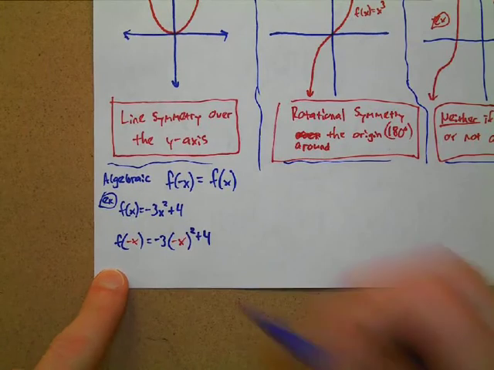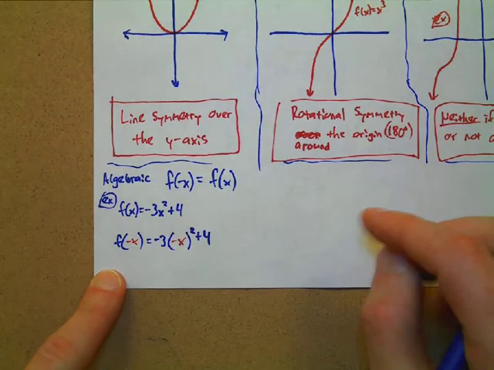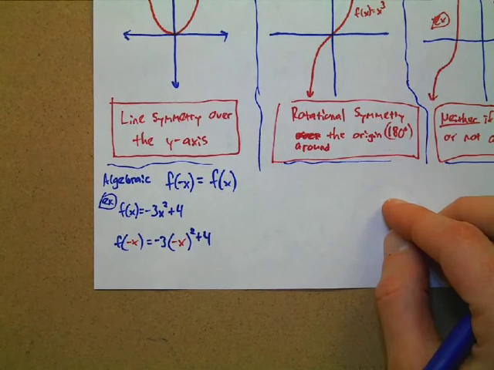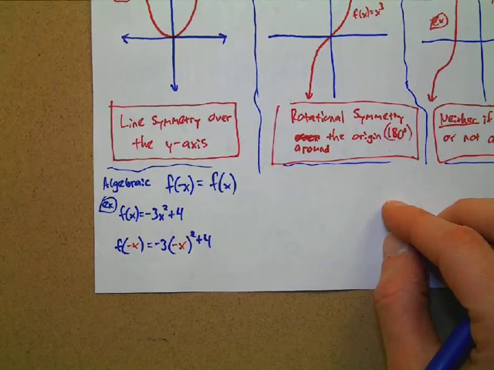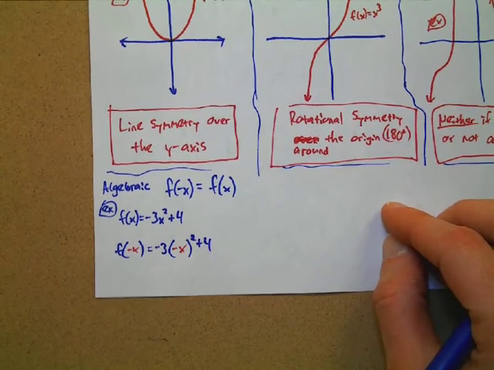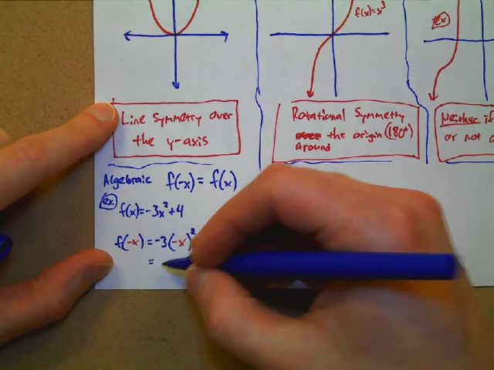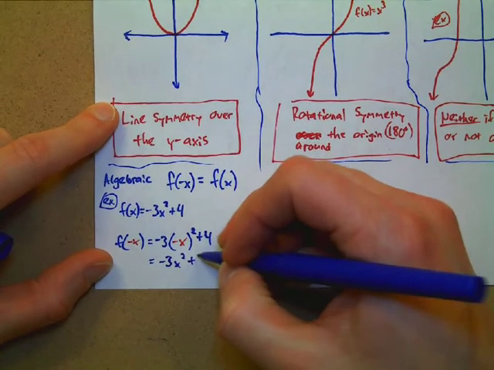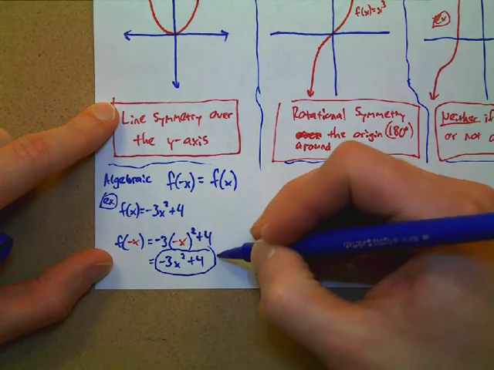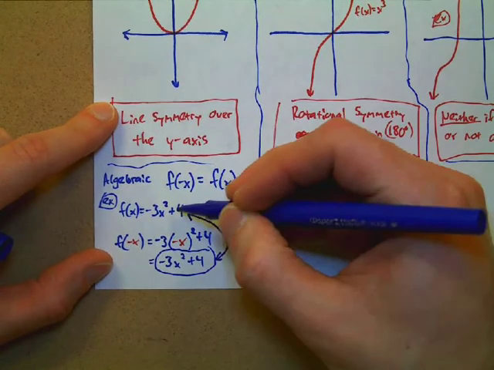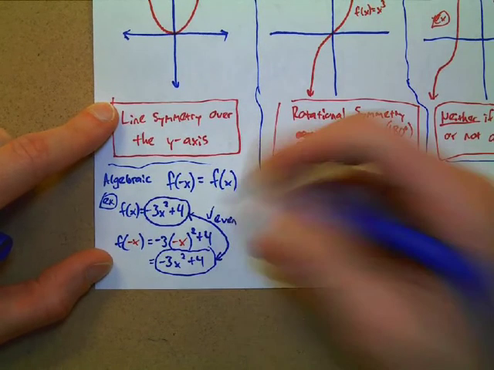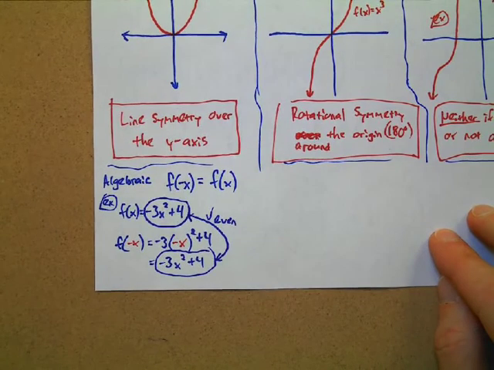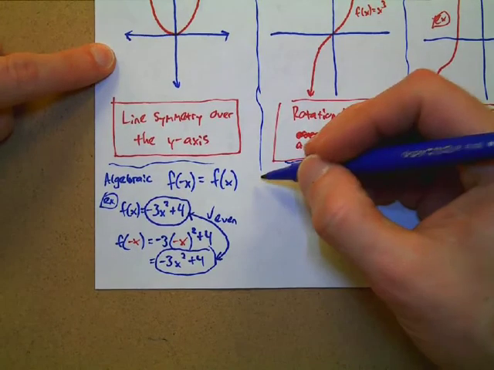Well, if I take negative x, that quantity, and I square it, what do I end up with? Positive x squared, right? Because what does it mean to square something? Multiply it by itself, so a negative x times a negative x is going to become positive x squared. I still have the negative 3 there, so this will equal negative 3x squared plus 4, which is exactly the same as our original function. So check, it's even. We result in the exact same function that we started with, so that's indicative of being even. We confirmed it algebraically.